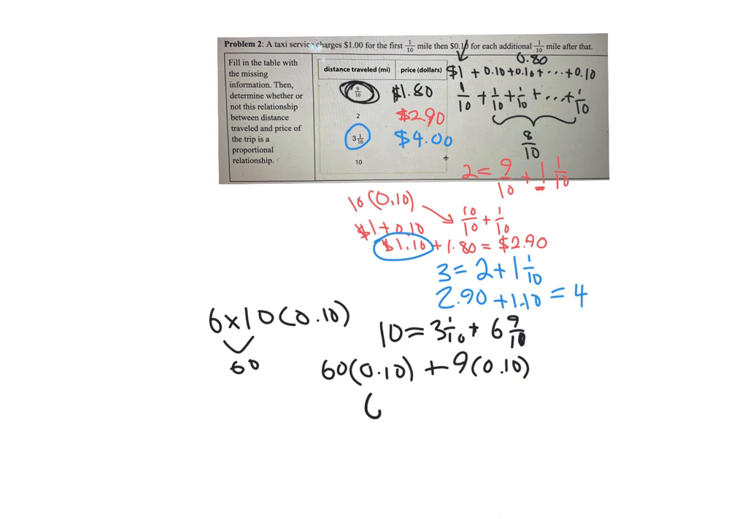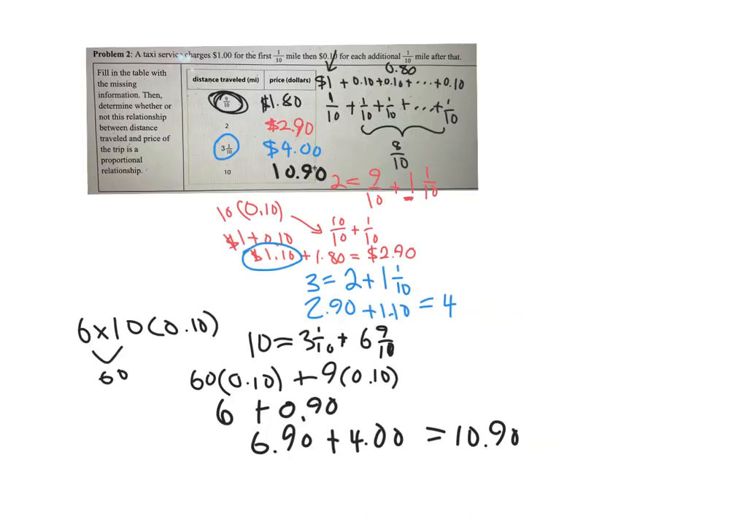60 times 10 cents is $6. 9 times 10 cents is 90 cents. And that's an extra $6.90. So we're adding $6.90 to what we already had, which was $4 in the table right there. So that's going to give you a total of $10.90.